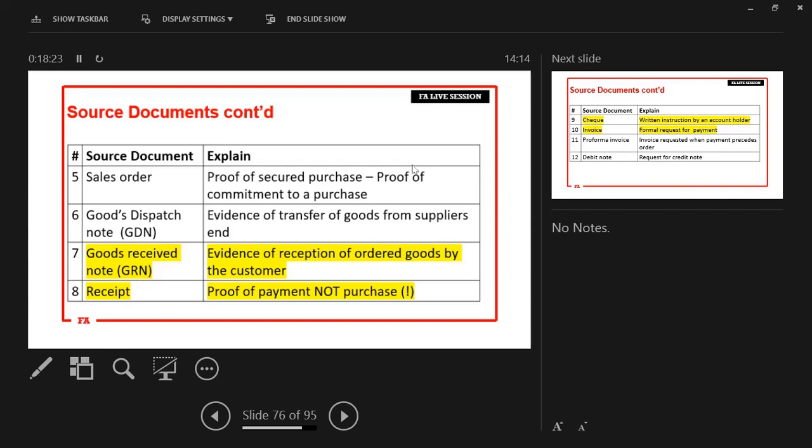Okay, so let's progress. From the goods dispatch note, when the goods are received on the other end by the customer, there has to be evidence that goods were received. So you might be asked to sign what we call a goods received note. This is evidence of reception of ordered goods by the customer.